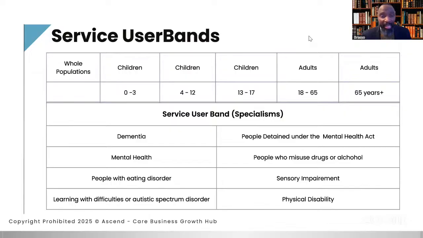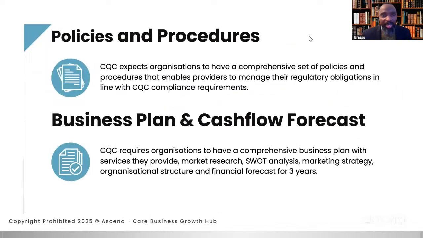Service user band, again, here you can tick. The moment you tick learning disability or autism spectrum, you know what's expected from you. Again, if you go to physical disability, you need to think about the Equality Act, reasonable adjustments, etc. Very, very important. So that's what needs to appear in your statement of purpose, not only for administrative purposes, but again to help you plan before you are registered with CQC.